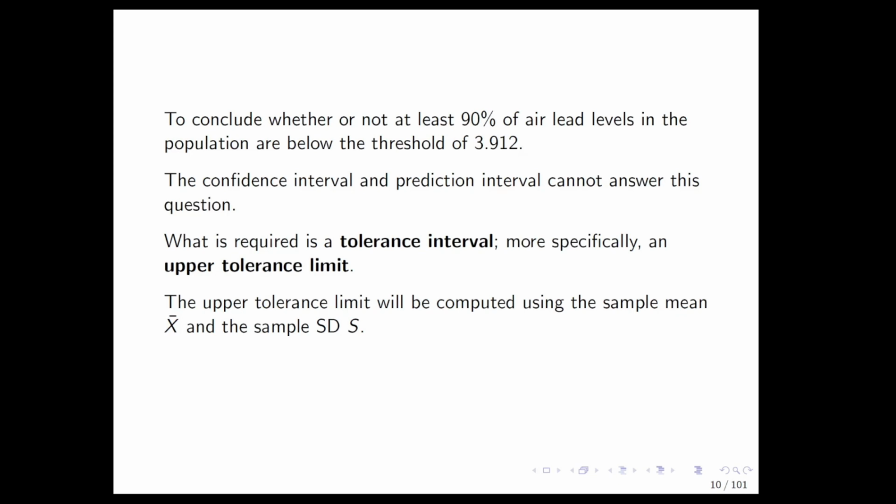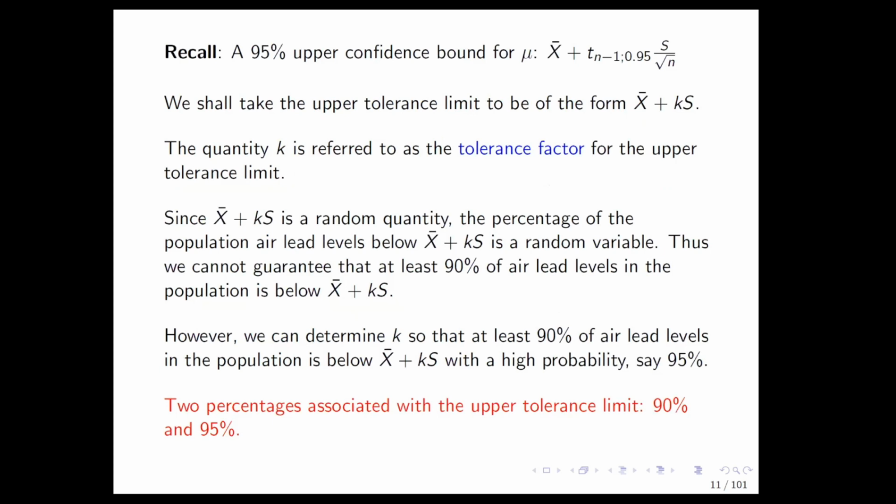And the upper tolerance limit will have the same form that you saw for a confidence limit and a prediction limit. So here it is. We will take the upper tolerance limit to be of the form, the sample mean plus a constant times the sample standard deviation, where the constant K is referred to as the tolerance factor. This is what we need to compute. Now remember, this quantity x bar plus Ks, this is a random quantity.